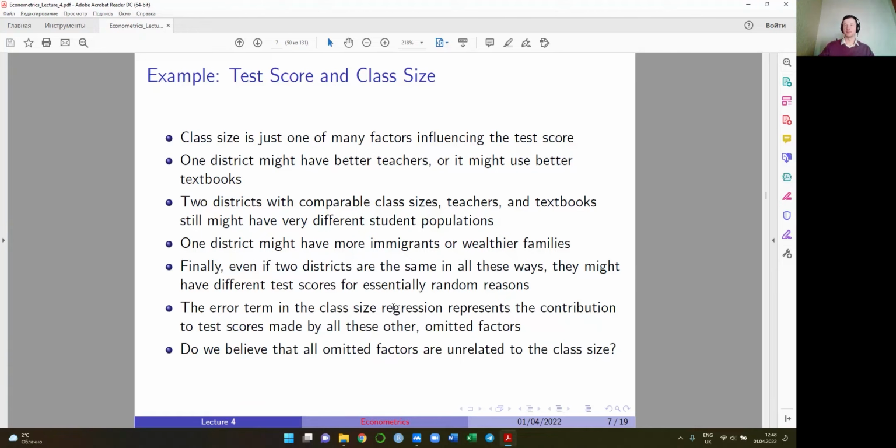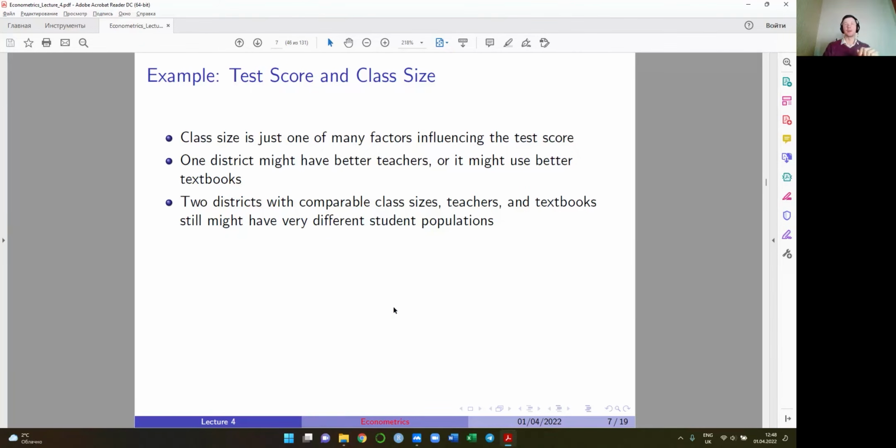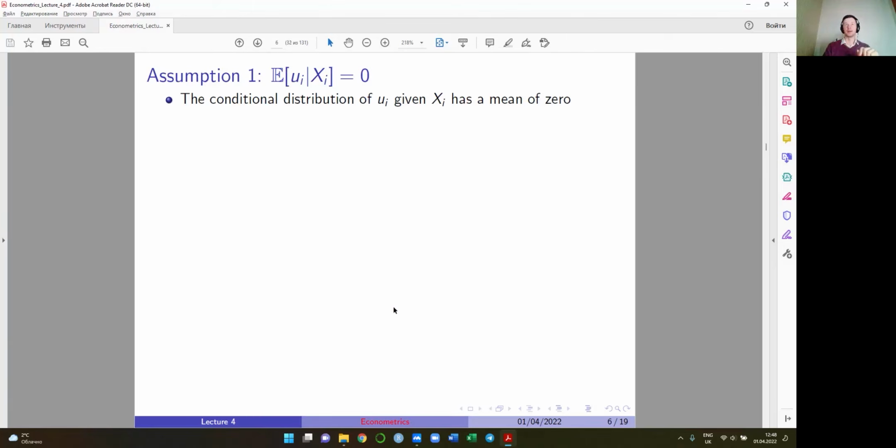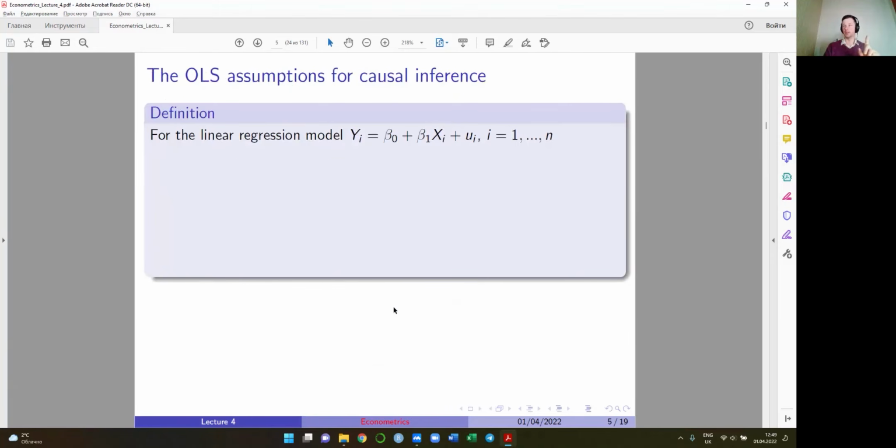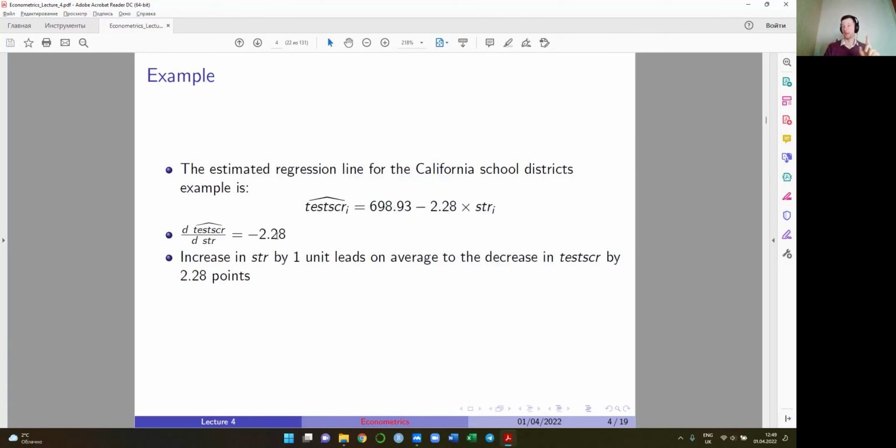And also you said that it is not crucial in data science, but crucial in economics, right? Look, once again, it is not crucial if you don't want to claim the following thing. When I decrease student to teacher ratio by 1, the average test score increases on average by 228. If you don't want to claim this, then assumption number 1 is not crucial.